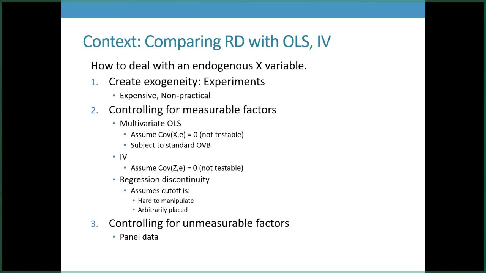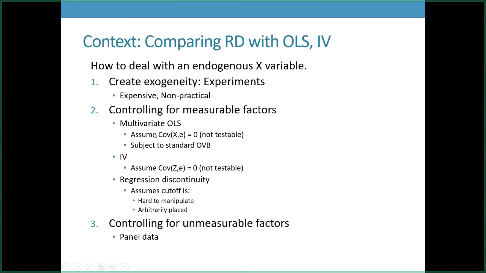Putting RD in context with OLS and instrumental variables, regression discontinuity is actually sort of a subset of instrumental variables. It's very similar in spirit, but just uses the specific cutoff. All of these are cases where we are doing our best to control for measurable factors to try to get a causal estimate. Option 1 up here, true exogeneity, would be a research design experiment. That's often very hard to achieve. So normally the next best thing that you can do is control for measurable factors.